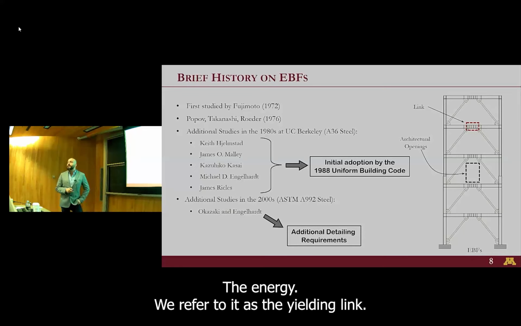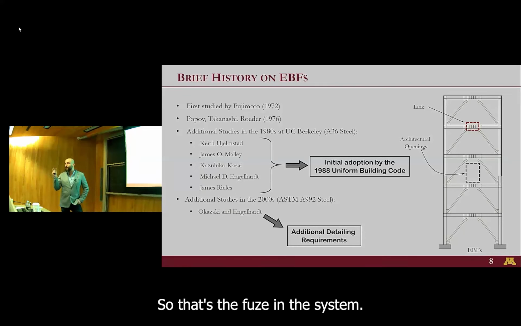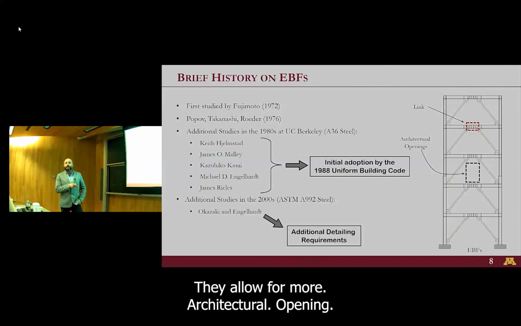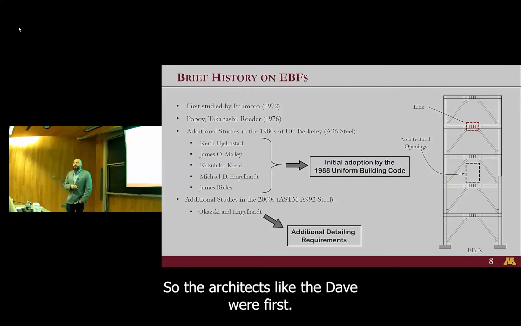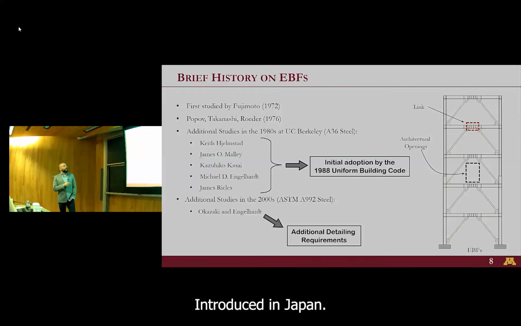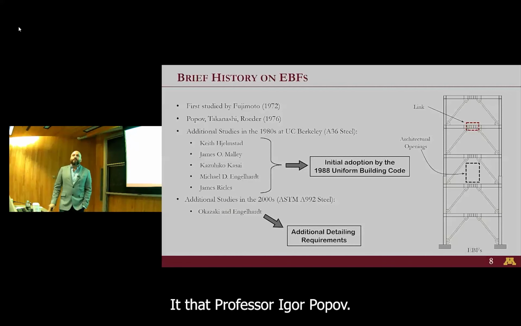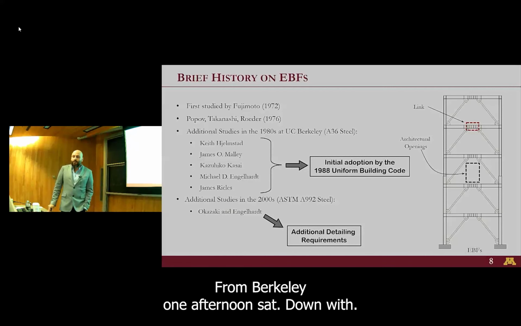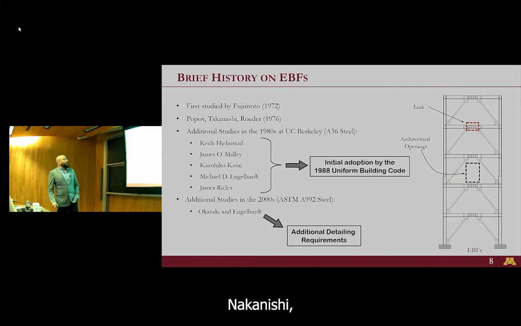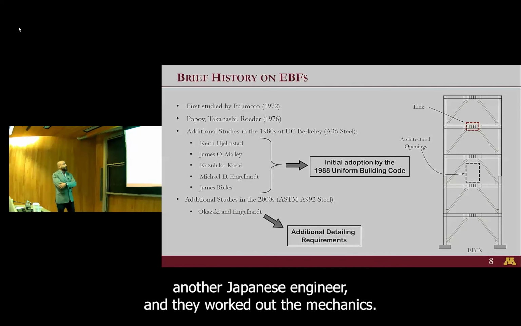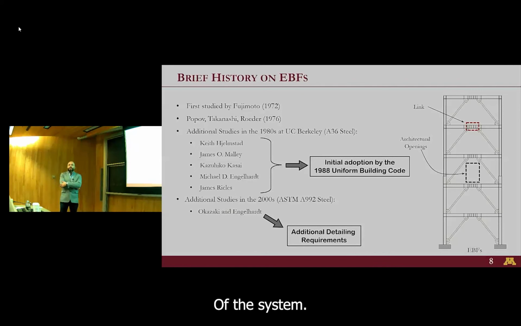We refer to it as the yielding link. So that's the fuse in the system. And because the braces are eccentric, they allow for more architectural opening. So the architects like them. They were first introduced in Japan by a researcher called Fujimoto. And then legend has it that Professor Igor Popov from Berkeley one afternoon sat down with Takanashi, another Japanese engineer, and they worked out the mechanics of the system, which resulted in a report with Charles Roeder.